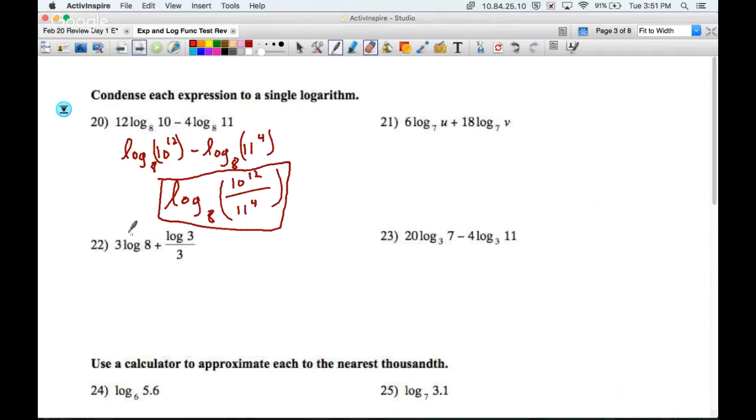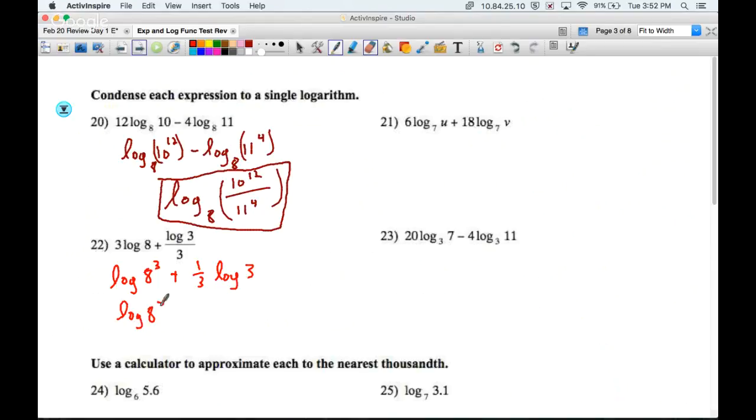22 is kind of an interesting one. This is going to become log of 8 to the 3rd. But how do I deal with this? Well, I could say that's the same as 1/3 log of 3. Log of 3 divided by 3 is the same as taking log 3 and multiplying it by 1/3.